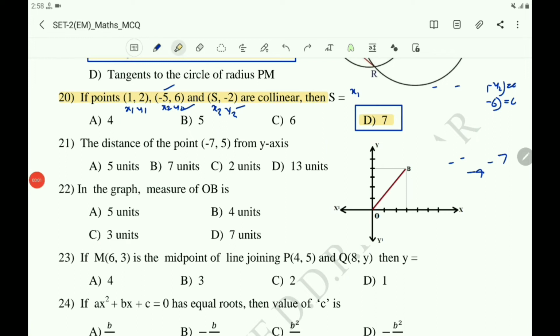Then the next question, number 21. The distance of the point (-7, 5) from the y-axis is. Here again, the distance from the y-axis means you have to take the x coordinate. And it is a distance, so we have to take the positive. That is option B, 7 units is the answer. The distance from the y-axis is to be found out. Distance from the y-axis means we have to take the abscissa, that is the x coordinate.